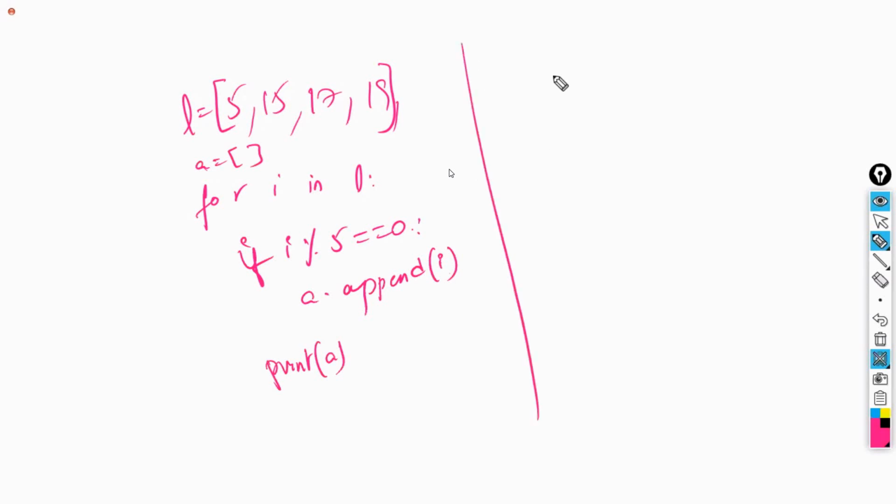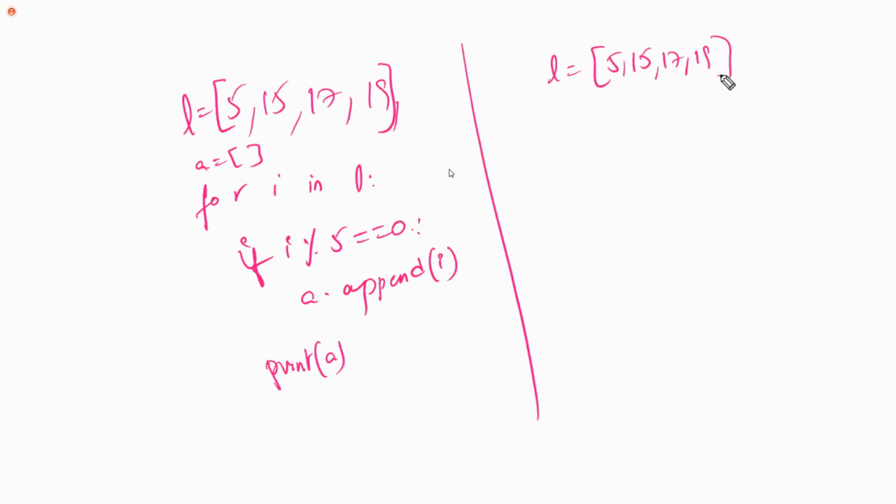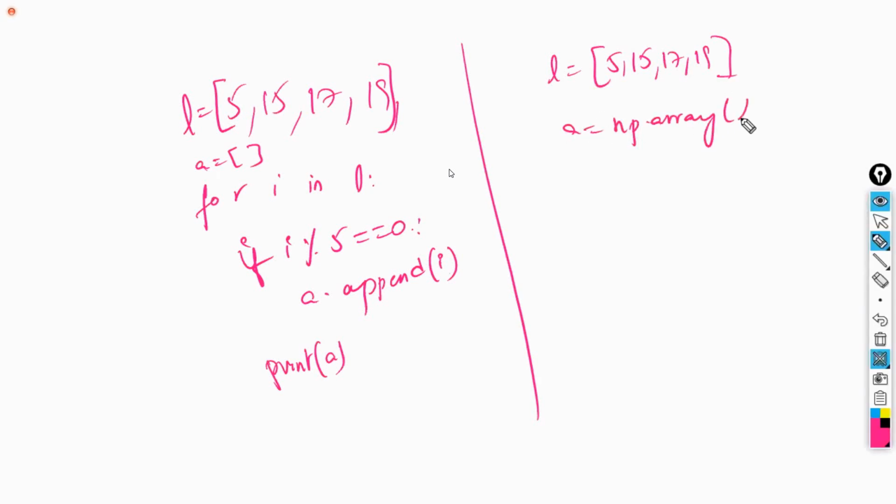The same thing in numpy. This L, whatever L is equal to, 5, 15, 17 and 19. Now in numpy, what you are going to do is A is equal to np.array of L. First A will be converted. Then A[A % 5 == 0]. Completed. Whichever value satisfies this, wherever the word true is there, that particular value will be printed.